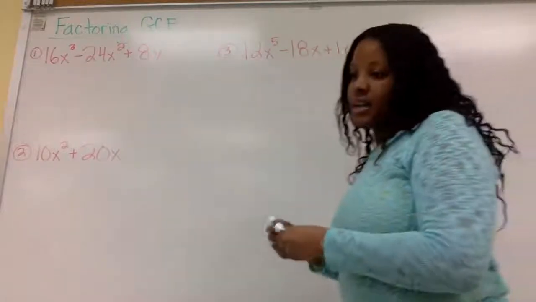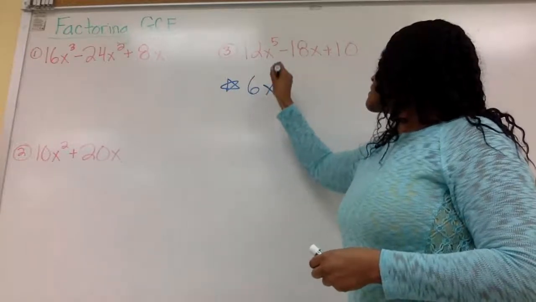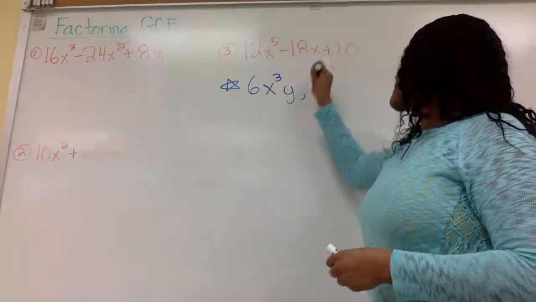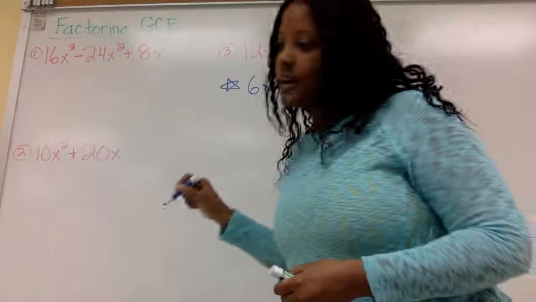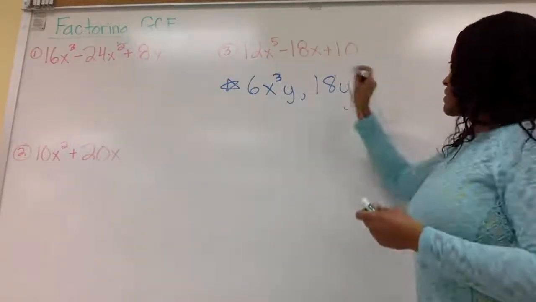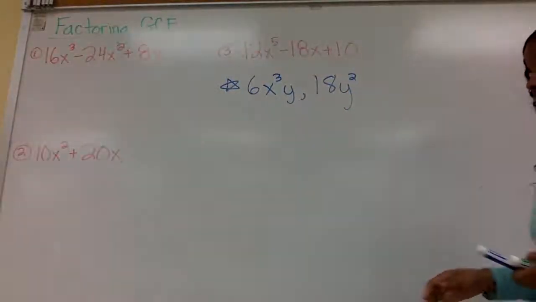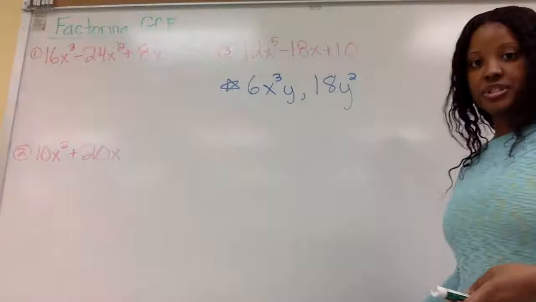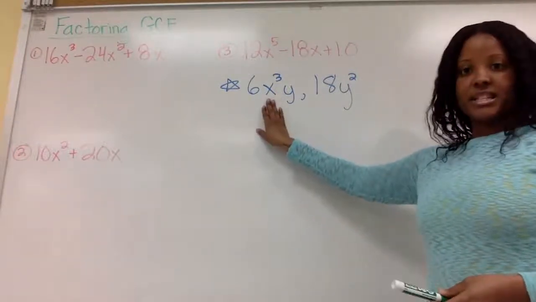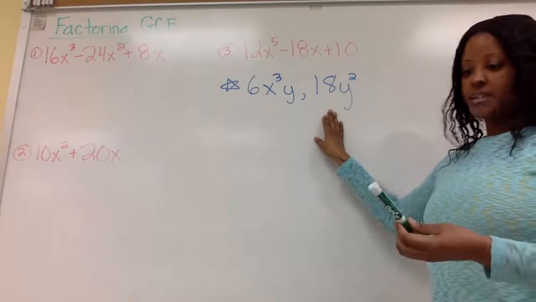All right, let's take a look, and we're going to do 6x to the third y and 18y, and let's throw a square here. All right, I'm going to go through and do 2 factor trees. I'm going to do a factor tree for 6x to the third y, and a factor tree for 18y squared.